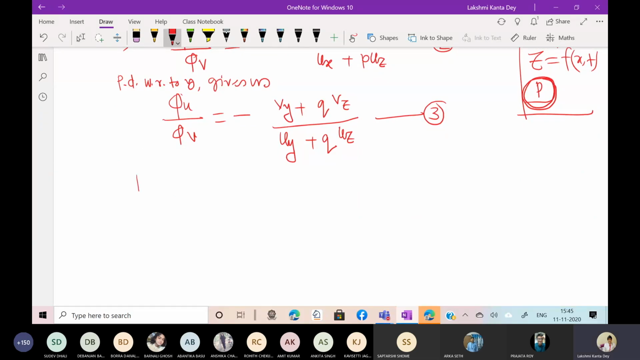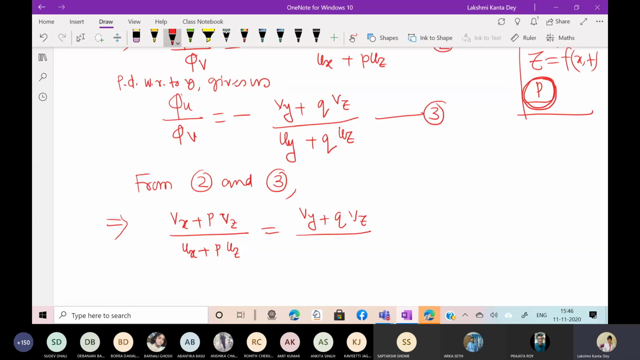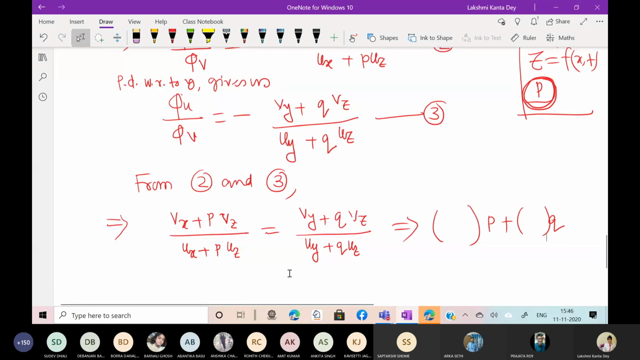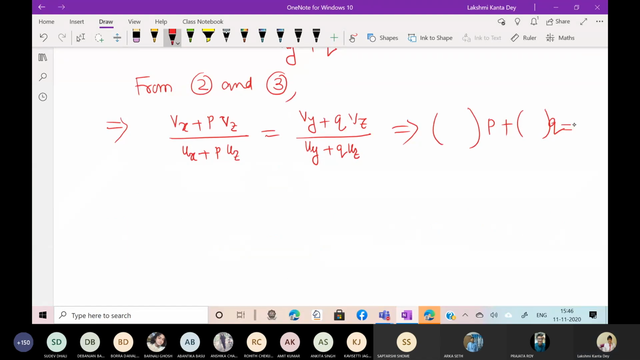Okay, so from 2 and 3, we can say these are the same, is it not? So ultimately we can get the differential equation. These are the same: vx plus p vz divided by ux plus p uz is equal to vy plus q vz divided by uy plus q uz. So this means basically something P plus something Q equals some R, where R is common. Okay, so this is your partial differential equation.